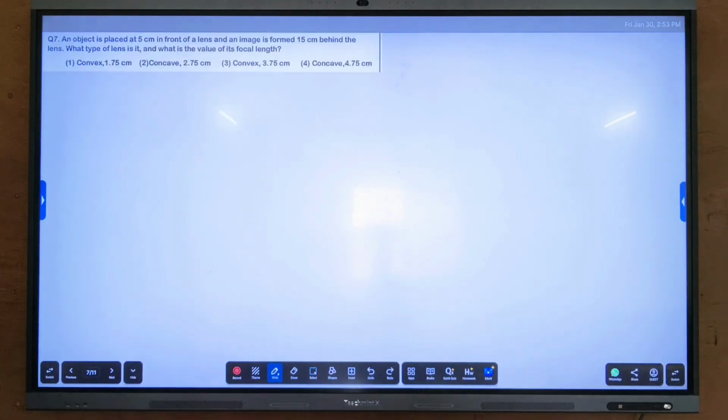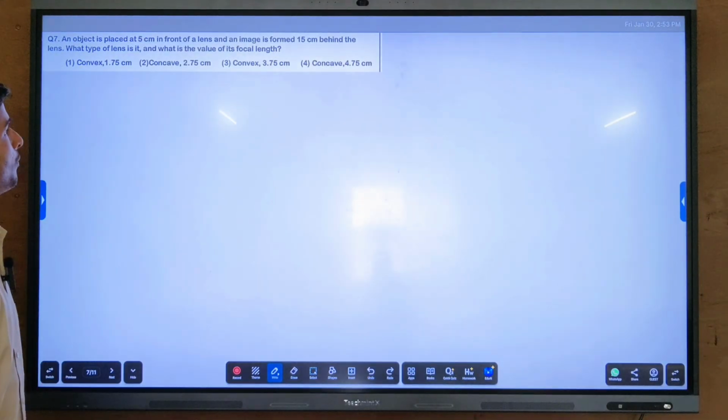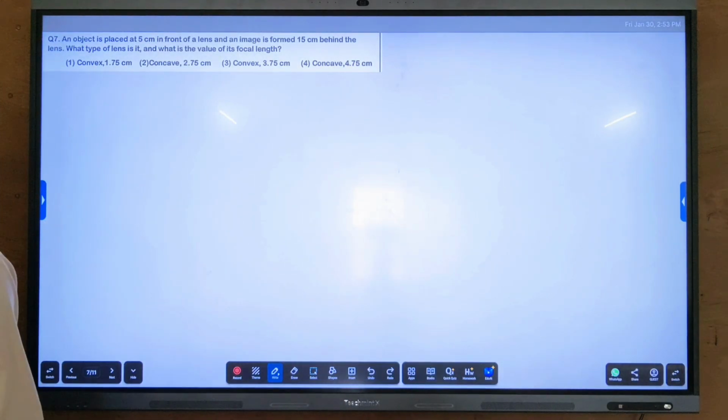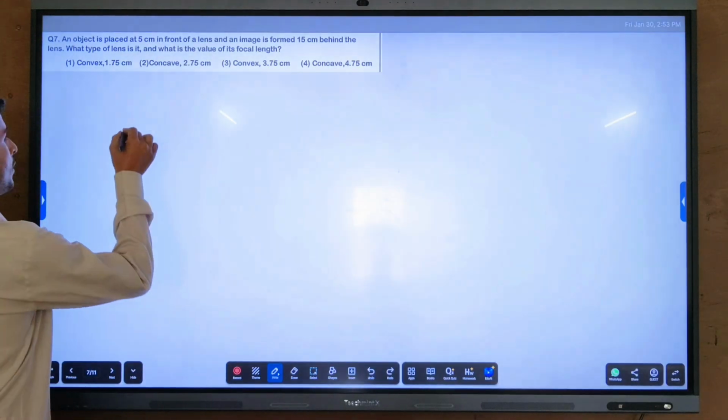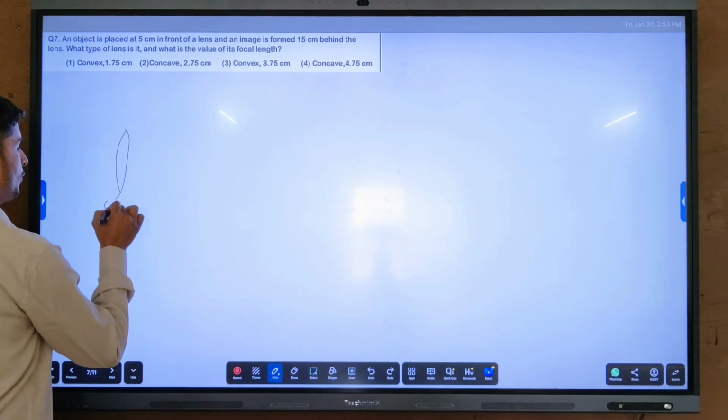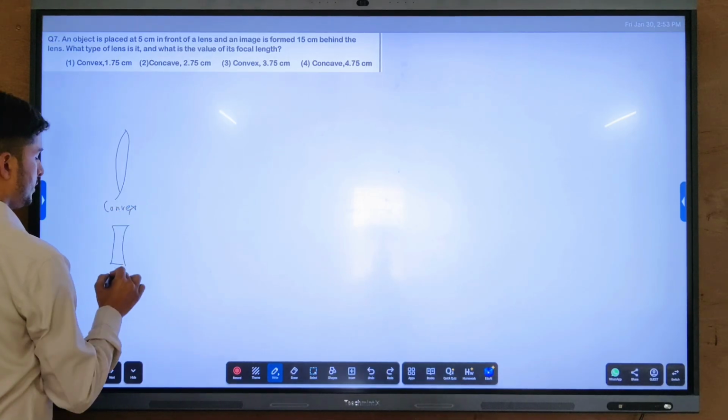Okay. This is from the lens. So it is saying that you already know lenses are of two types, either concave or convex. This is convex and this is concave.